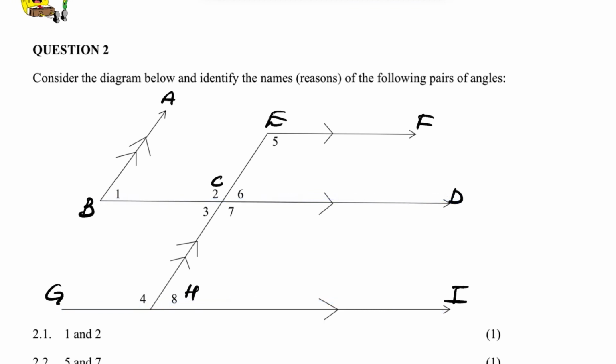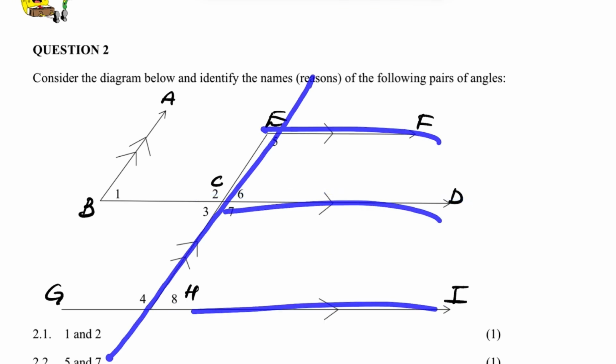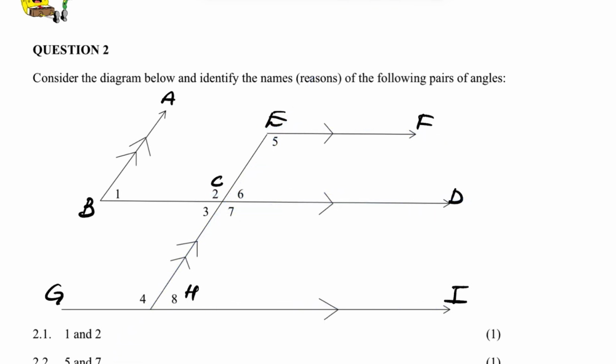Once you have parallel lines, and if these two are parallel lines, this is a transversal. If these three are parallel lines, this is a transversal. So in these two parallel lines, this is a transversal. And when these two are parallel lines, this is not the transversal.